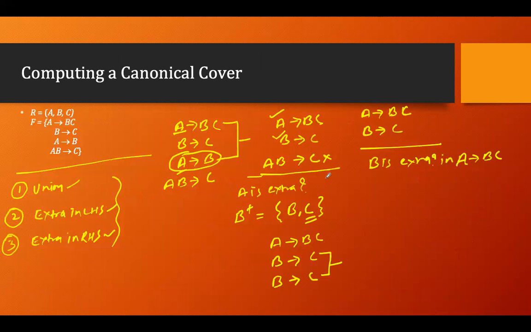Let's do that. So we'll find out A closure without using this B. So we assume that this B doesn't exist right now. So what is A closure? A closure, A will come. A is determining anything? Yes, A is determining C. Is C determining anything? No, C is not determining anything. So it is not extra. Which one is not extra? B is not extra. Now go for the next check.